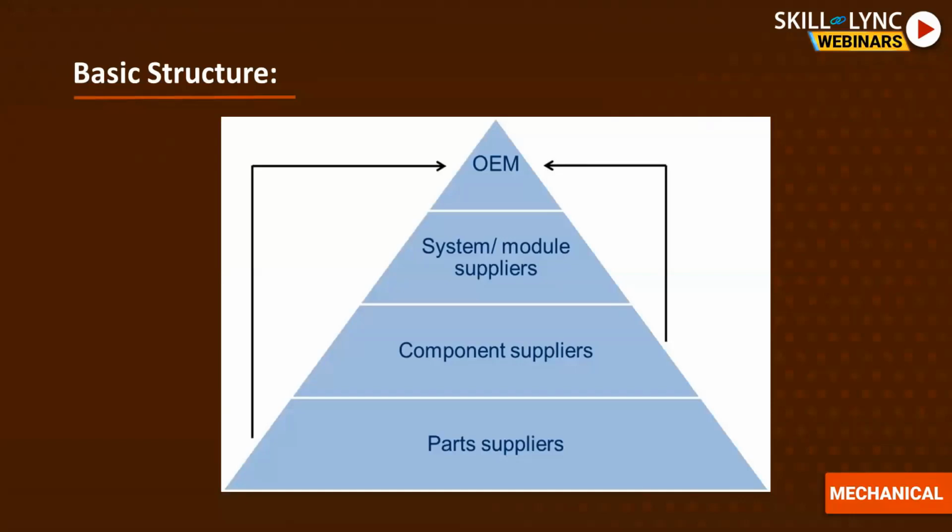So suppliers are again divided into three parts, which are tier 1, tier 2, and tier 3, which I have just shown here: system module suppliers, component suppliers, or part suppliers. And when you say suppliers, they can be very small, such as screws, or entire assembly parts, such as the complete fitted door modules of the car. These are also part of the supply chain. So you can say this is the supplier pyramid.